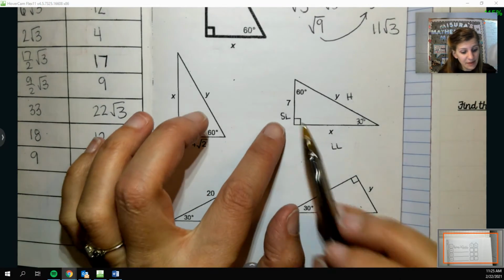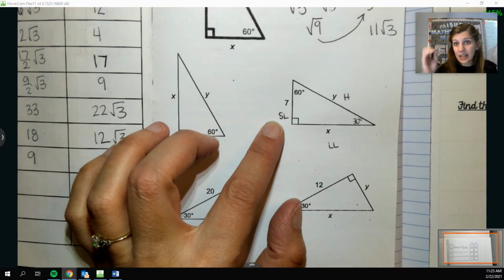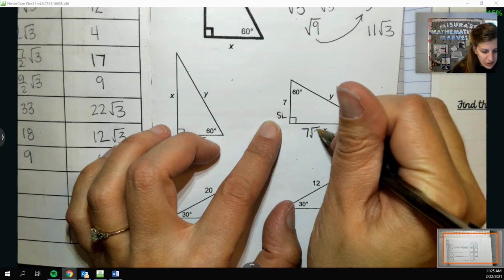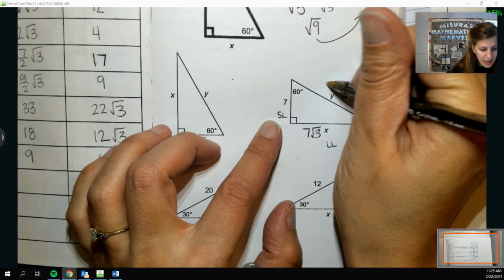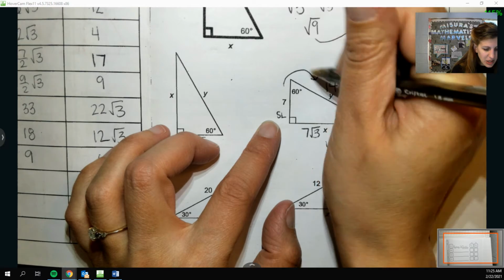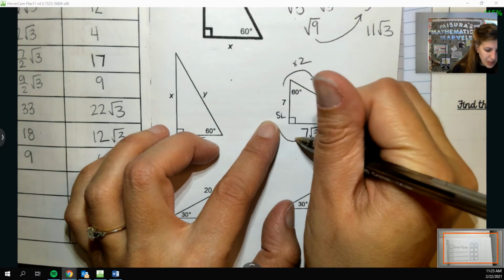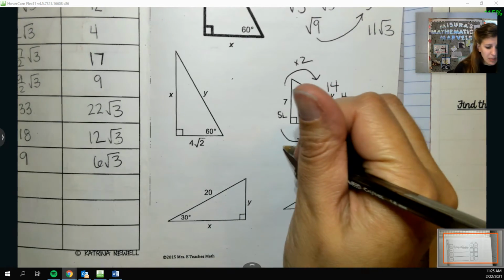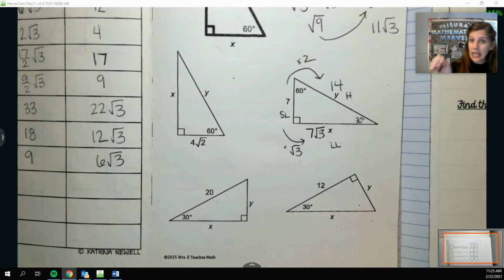And that's important because if I'm going from short leg, everything needs to get bigger. The long leg gets bigger by root 3, so 7 root 3, and the hypotenuse gets bigger by doubling. So like when I'm going from here to here, I times by 2. Then I go from here to here, I'm like putting a root 3, but kind of times in a root 3 because putting a thing isn't really mathy.